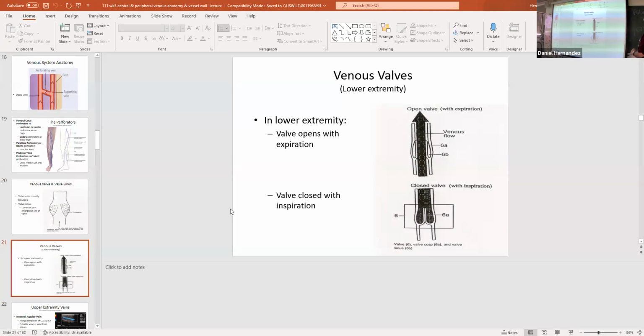So in the lower extremities, these valves open with expiration, when we breathe out. Then that diaphragm's coming up, so now we have lower pressure in that abdominal cavity. So this should promote venous flow in the lower extremities. With that, it forces those valves to open and we get forward flow through the calf muscle. With inspiration, those valves close.